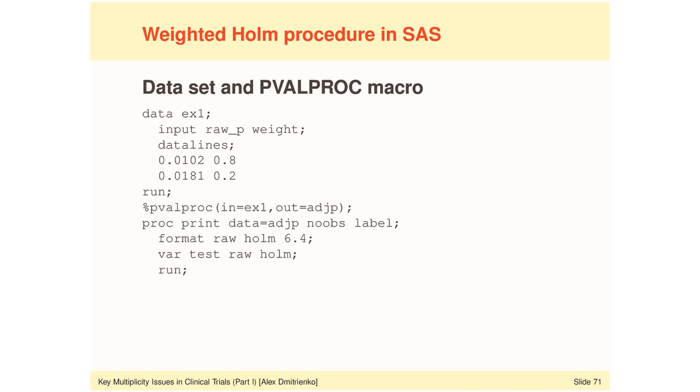Slide 71 shows the code to implement a weighted version of the Holm procedure in SAS using the %PvalProc macro. As before, we first need to specify a dataset. It is called EX1. This dataset includes the raw p-values for the endpoint tests and the predefined weights. The weights are given by 0.8 and 0.2. Again, this dataset is then passed to the %PvalProc macro. This macro generates an output dataset, AdjustedP_DJP, and this dataset contains the Holm adjusted p-values.